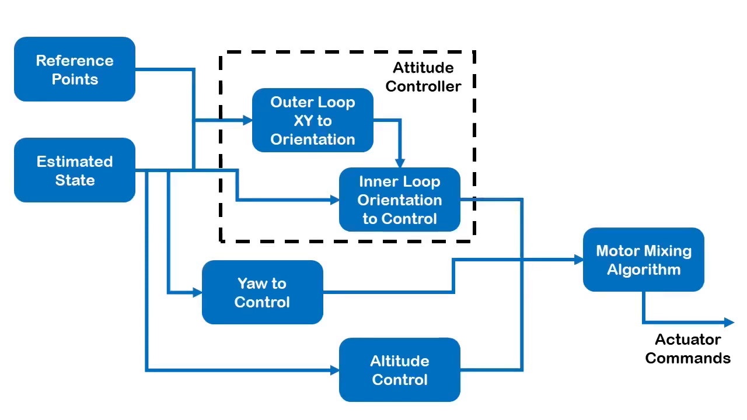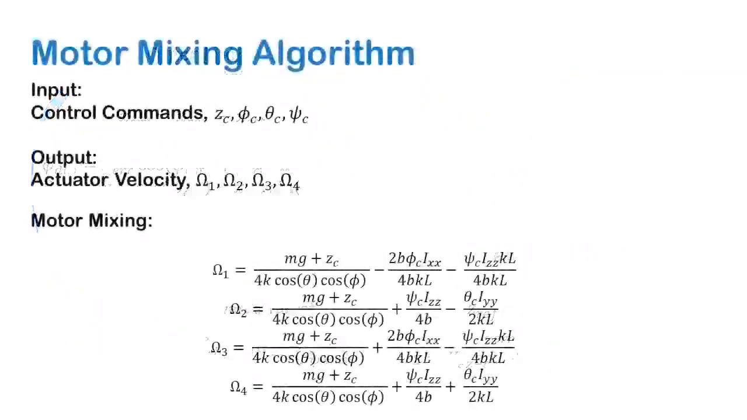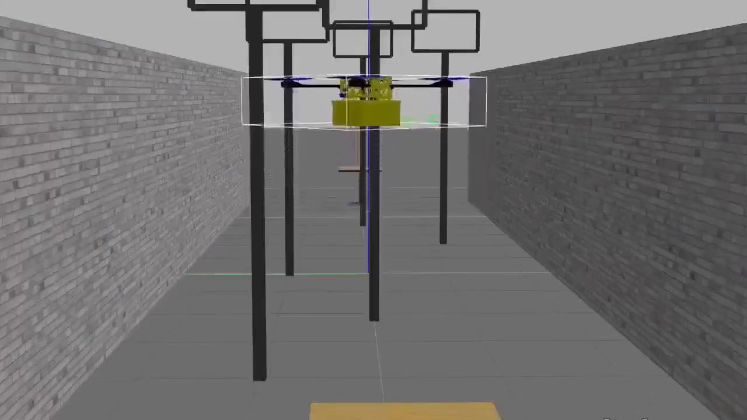Now, the outer loop position controller first generates the desired roll and pitch angles which are forwarded to the inner loop orientation controller which actually generates the roll and pitch torques. The yaw torque is generated by the yaw controller and the thrust is generated by the altitude controller. Thus, all these controllers give outputs which are fed directly into the motor mixing algorithm. This simulation shows a vertical takeoff simulation that was done in Gazebo.